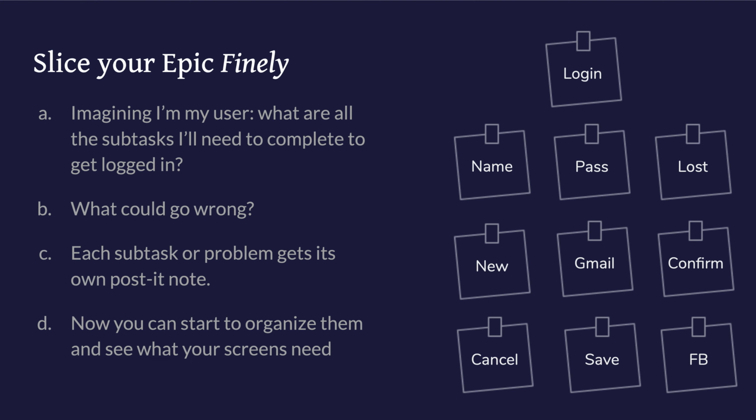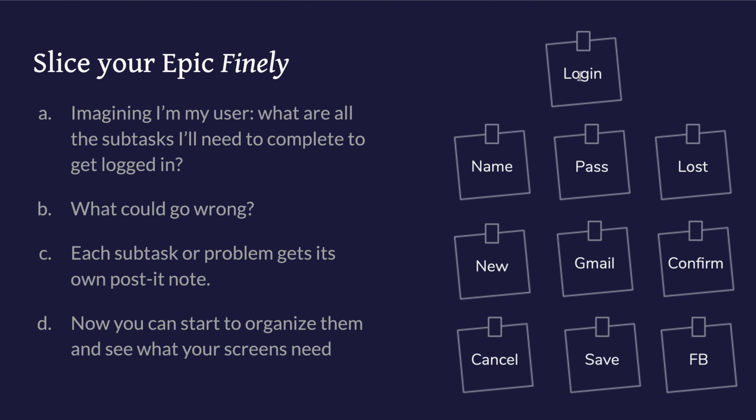and that requires a lot of work on our part. So the first thing we need to do after we've chosen our epic is to slice that epic as finely as we can. So slicing up an epic means breaking it up into all of its subtasks, and to do so finely means breaking it up into each and every little subtask so that none of them get missed. So step one is imagining I'm my user. What are all the subtasks I'll need to complete to get logged in? You can see I've listed them over here.